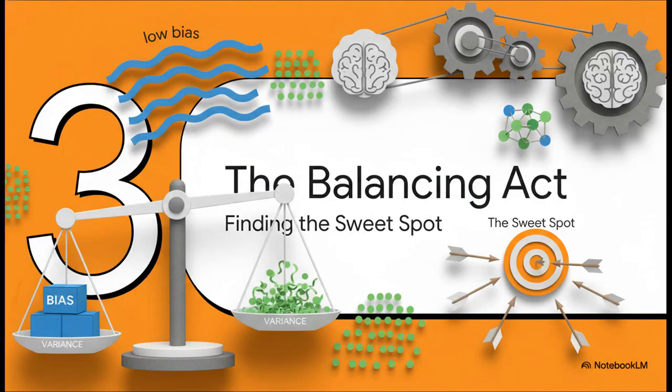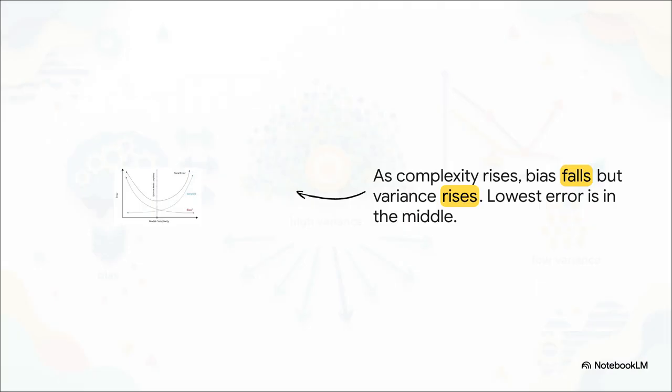So that brings us to the balancing act. I mean, if the goal is obviously low bias and low variance, you might be wondering, why is this so hard, right? Why can't we just tune a model to have both? Well, it's because, and this is absolutely crucial, they are in direct conflict with each other. Take a look at this U-shaped curve.